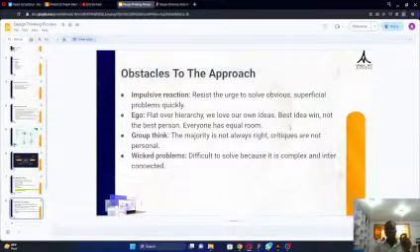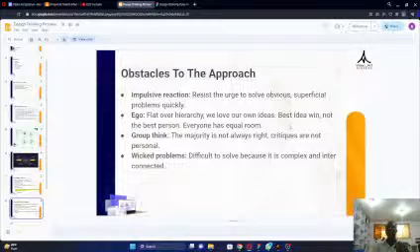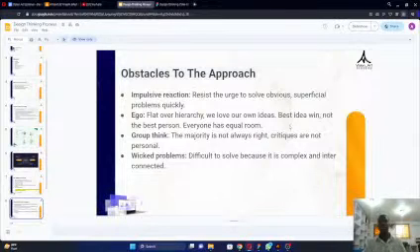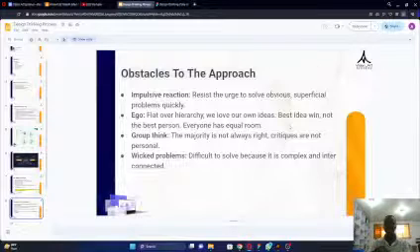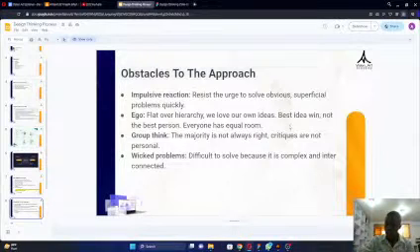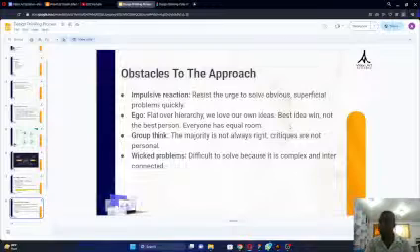So the first one is impulsive reaction. Resist the urge to solve obvious superficial problems quickly. Now, if you understood the problems, for instance after the empathize stage, after you've understood these users and come up with research, don't just go into the design. Don't just go into it. Don't have an impulsive reaction. We need to resist the urge to solve obvious superficial problems quickly. That means you need to highlight those core issues first. You need to sketch.